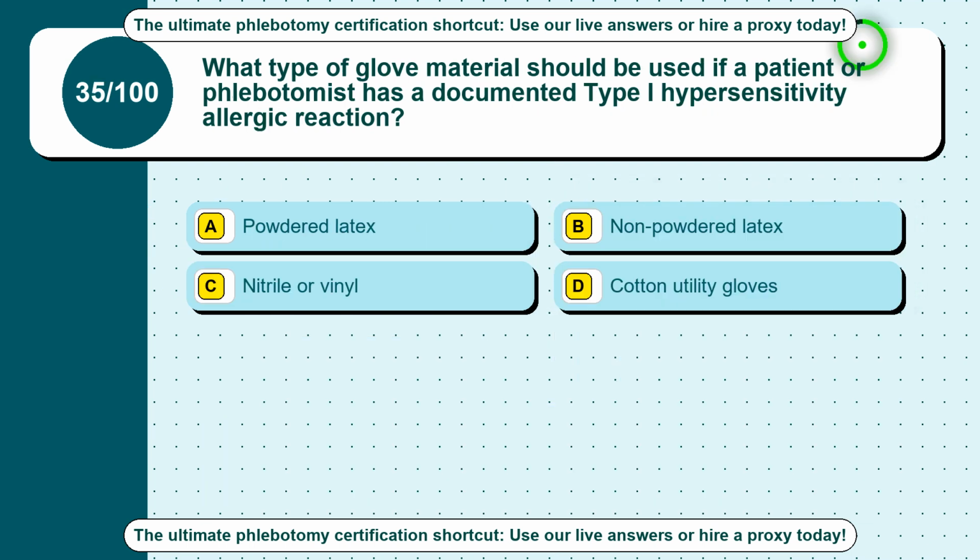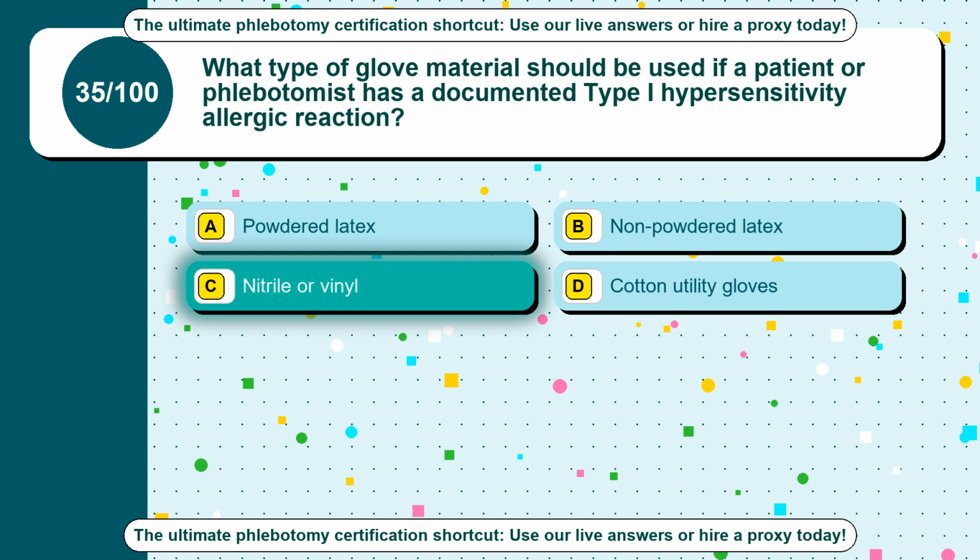Question 35. What type of glove material should be used if a patient or phlebotomist has a documented type I hypersensitivity allergic reaction? Option A. Powdered latex. Option B. Non-powdered latex. Option C. Nitrile or vinyl. Option D. Cotton utility gloves. The correct answer is option C.